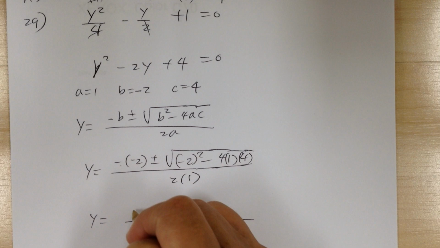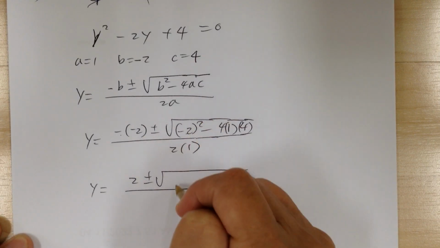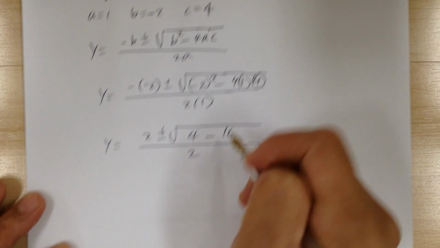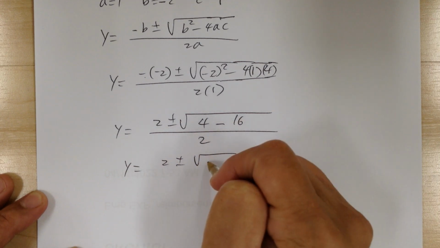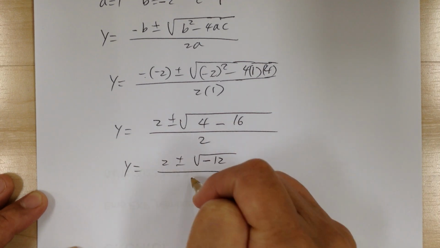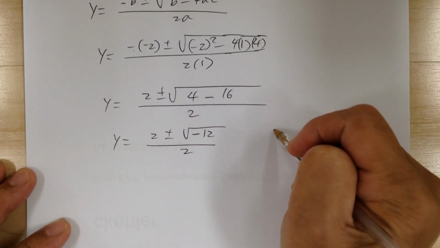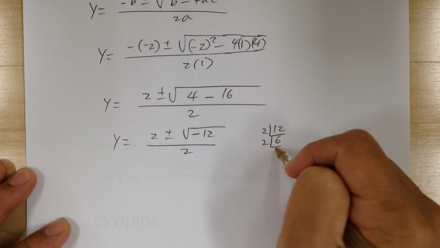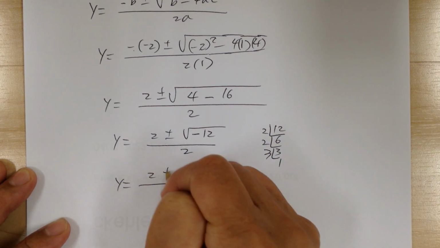So this negative becomes positive. And this negative 2 squared will give you 4 minus, okay, this will give you 16 over 2. So y equal to 2 plus or minus square root of negative 12 over 2. Now you have to simplify this part over here. So 12 divided by 2 you get 6, divided by 2 you get 3, divided by 3 you get 1.